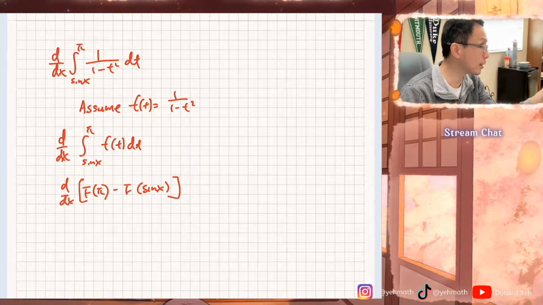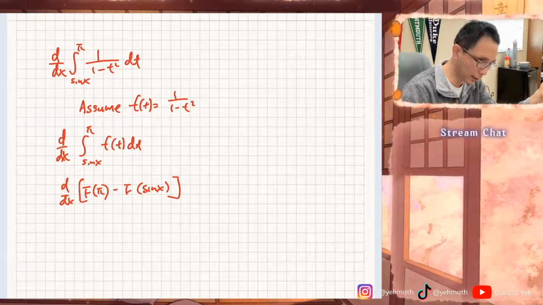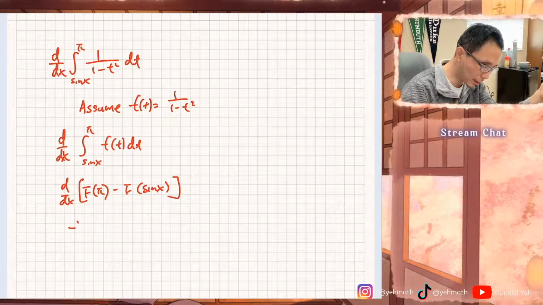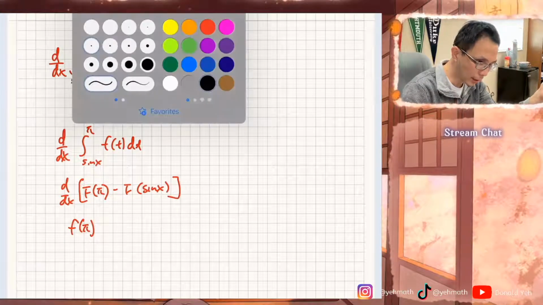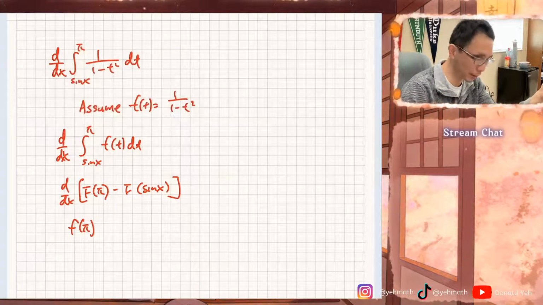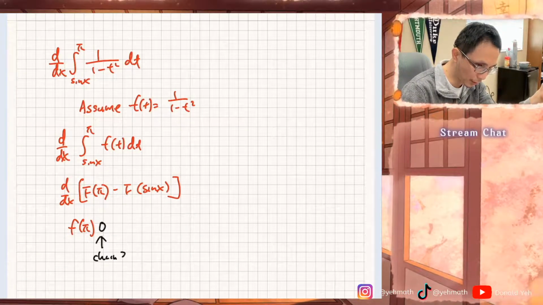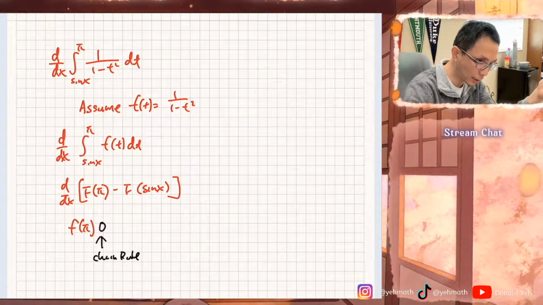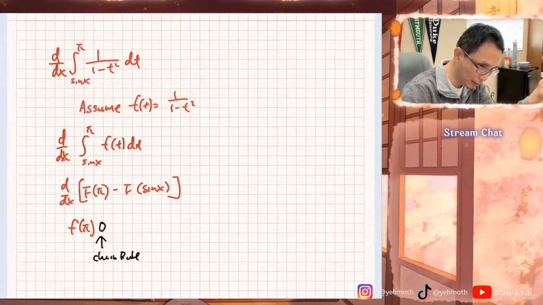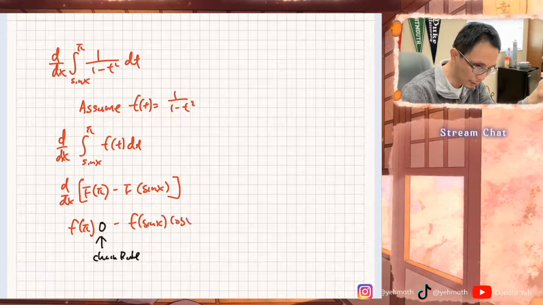And now you just did the fundamental theorem of calculus. After that, you're going to take a derivative. If I take a derivative, big F of pi becomes small f of pi. And remember, anytime you have a constant, if you take a derivative, that's going to be 0. Due to chain rule, because you have to take a derivative outside and inside, you're going to go back and say minus f of sine of x times cosine of x.